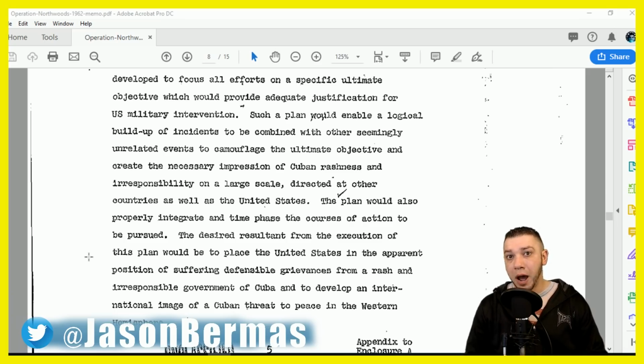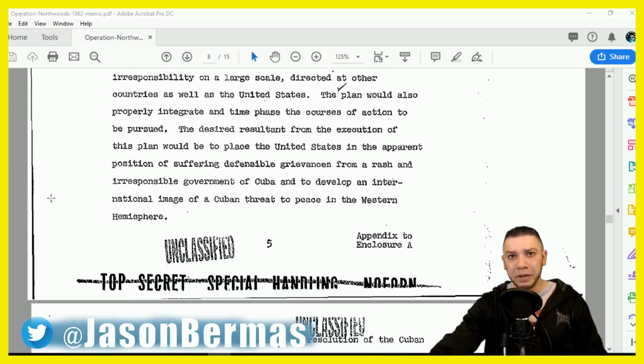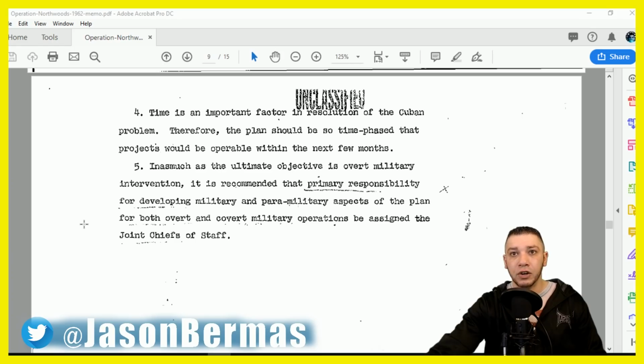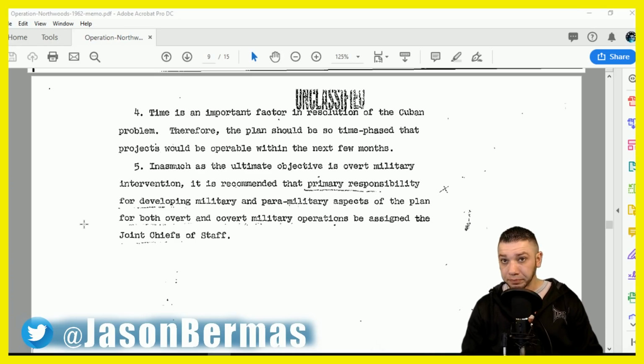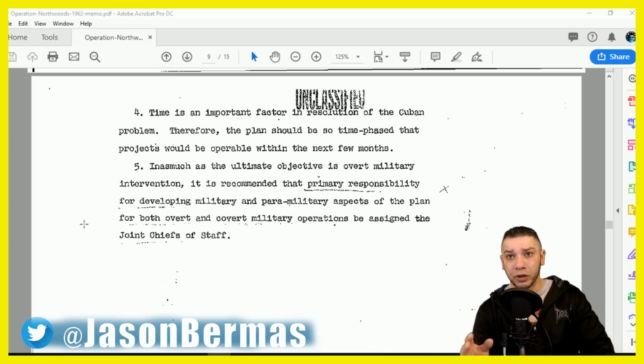The plan would also properly integrate and time phase the courses of action to be pursued. The desired result from the execution of this plan would be to place the United States in the apparent position of suffering defensible grievances from a rash and irresponsible government of Cuba to develop an international image of a Cuban threat to peace in the Western Hemisphere. 4. Time is an important factor in a resolution of the Cuban problem. Therefore, the plan should be so time-phased that projects would be operable within the next few months.